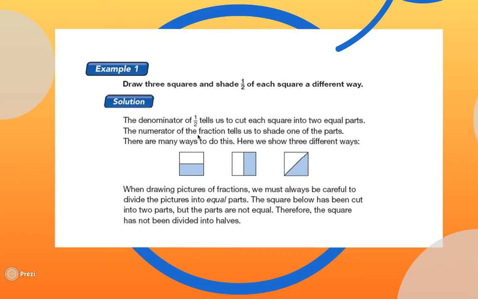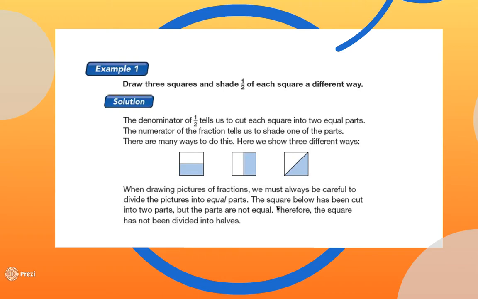So the denominator, which is 2, says, okay, we got to cut the square into 2 equal parts, and then the numerator, the top number, says how much you need to shade. And this is 3 ways we can show one half. When drawing pictures of fractions, we must always be careful to divide the pictures into equal parts.